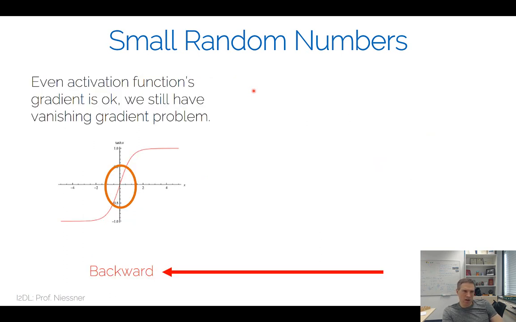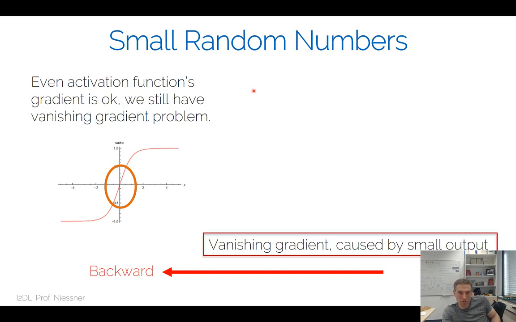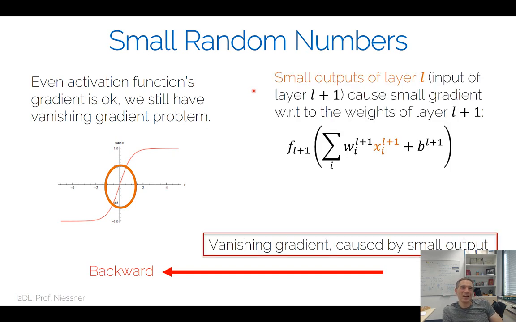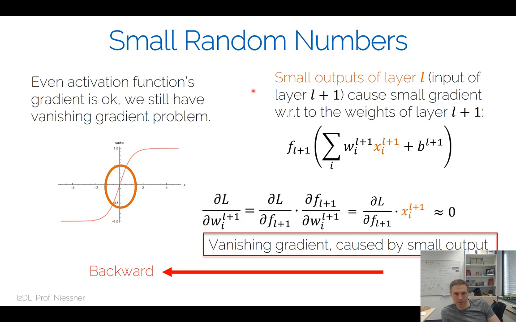So this little issue is now, each activation function's gradients is okay, but we still have a vanishing gradient caused by the small outputs, because my outputs generally are so small. So the small output of layer L, the input of layer L plus one, causes a small gradient with respect to the layers, and that's of course not ideal. And the reason why that happens is because our initialization was very, very small. Now, small outputs, so small random numbers, they don't work.